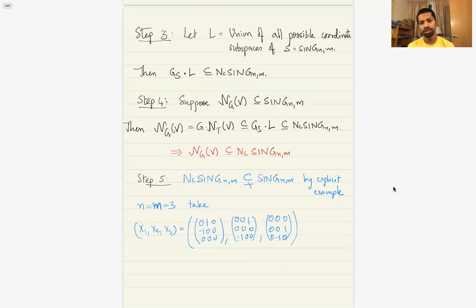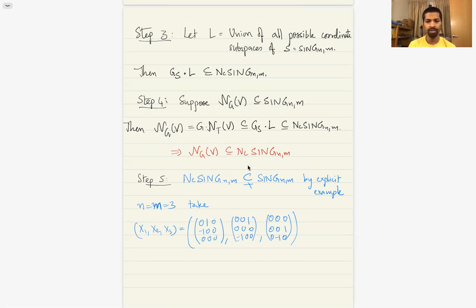And so here's the argument. Suppose you had a null cone for some group action that was sitting inside singular tuples of matrices. Then this null cone happens to be G times the null cone for the maximal torus. I don't exactly know what this group G is or what this torus T is, but I know that this group is upper bounded by the group of symmetries. And I know that the null cone for the torus is upper bounded by the union of all possible coordinate subspaces. So the null cone for the group is upper bounded by the group of symmetries times L, which I claimed in step 3 is a subset of non-commutative singular tuples of matrices. So once you have that, it means that the null cone for the group must already be sitting inside non-commutative singular tuples of matrices.